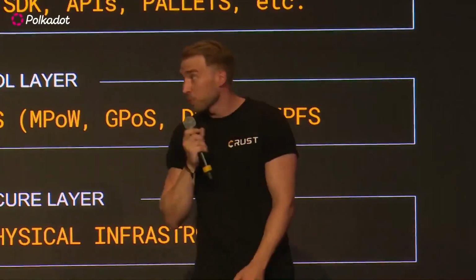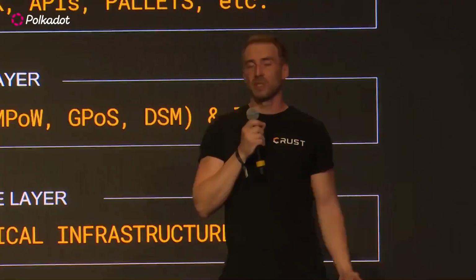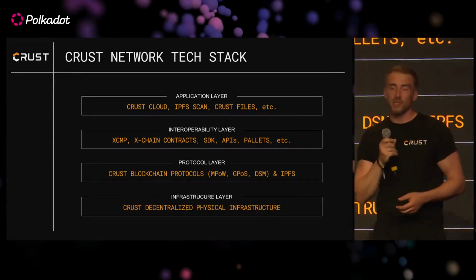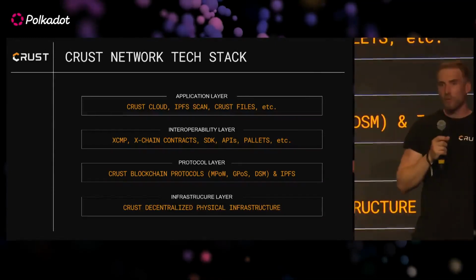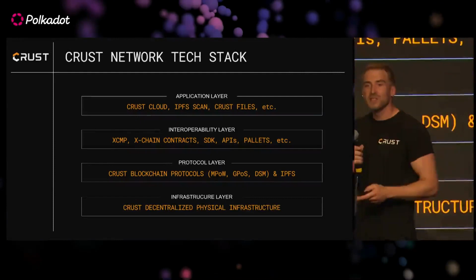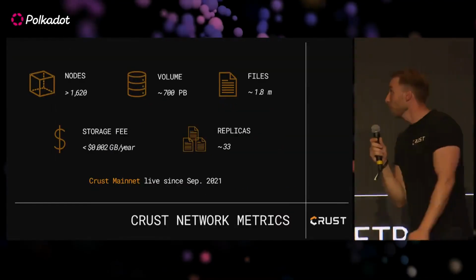Over the last couple of years, Crust was able to build an impressive tech stack from our infrastructure layer over our protocol layer, the interoperability layer, but also the application layer. But I would say the most important of this is our decentralized physical infrastructure, consisting of our validators, our gateway providers, and obviously our storage providers. And I want to have a quick look at this infrastructure and give you some metrics about our protocol and what we're offering.